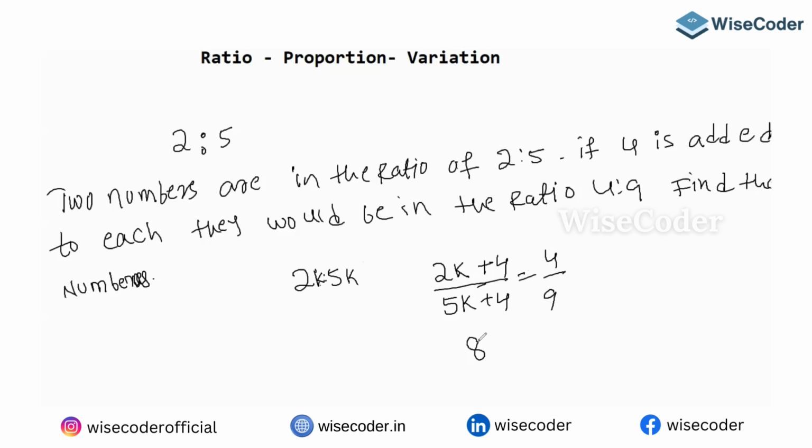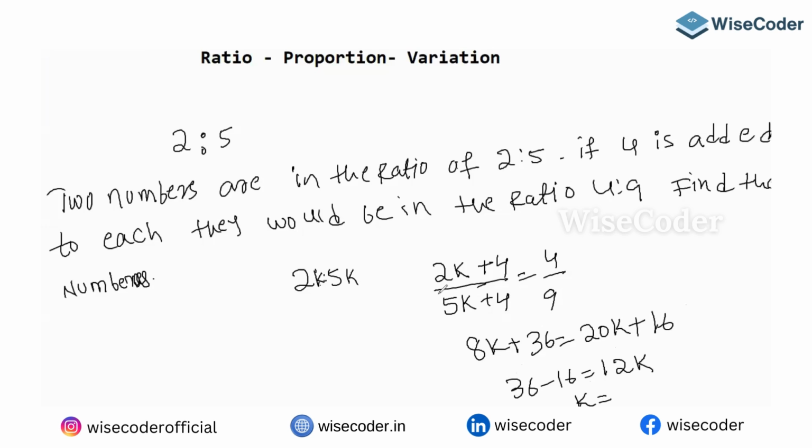4 times 8k plus 8, 4 is 36, which is equals to 20k plus 4 4s are 16. Okay, so 8k will come this side, 16 will come this side. So 36 minus 16 is equals to 12k. Okay, so k is equals to what are you going to get here?